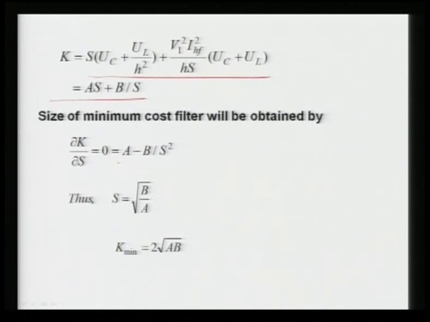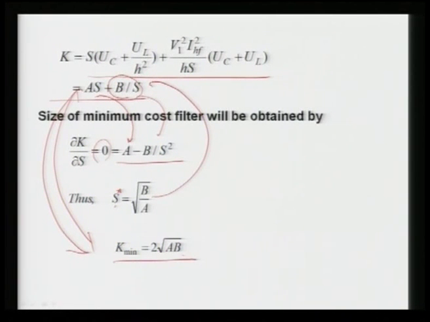Here it is differentiated with respect to S. If you differentiate this component, it becomes only A, and if you differentiate this, you get B upon S squared. Equating to 0, you get the optimal value of S, which is the square root of B upon A. If you put this value in the equation, you get the K minimum value, that is the cost will be 2 times the square root of A B.